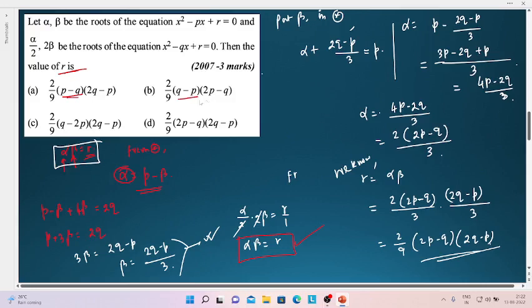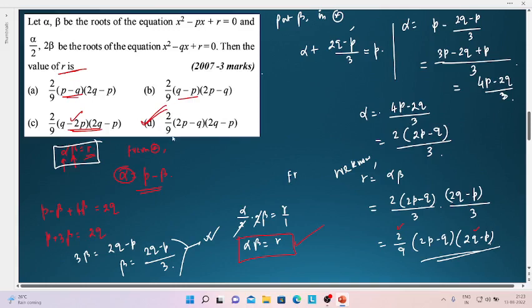So that option is also not correct. Let me check. This option is not correct because here q minus 2p is there and 2q minus p is there, 2 by 9 is there, but 2p minus q is needed. But here we have q minus 2p, so that is not the correct option. But option D is the correct option.